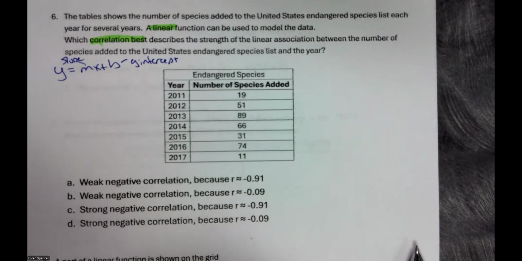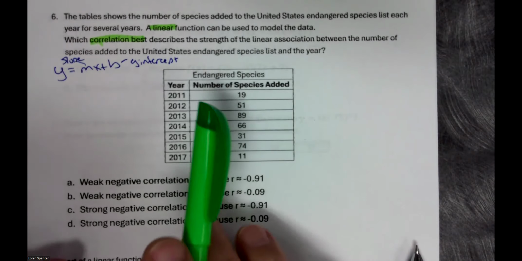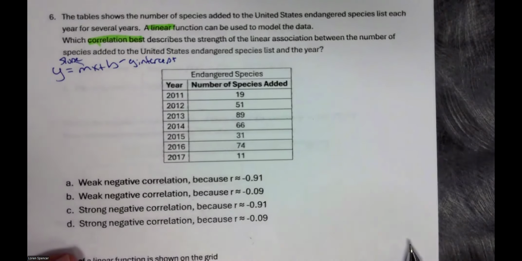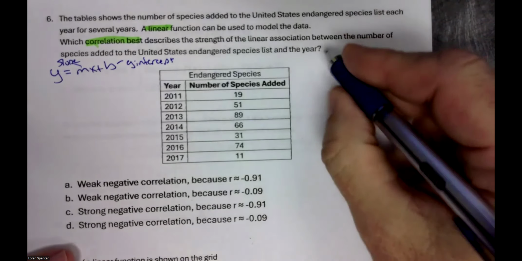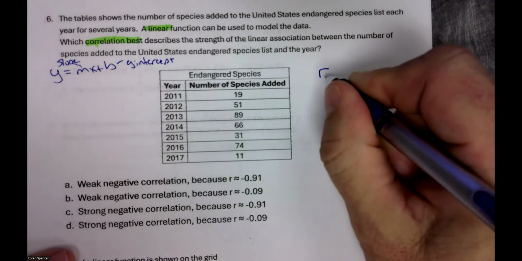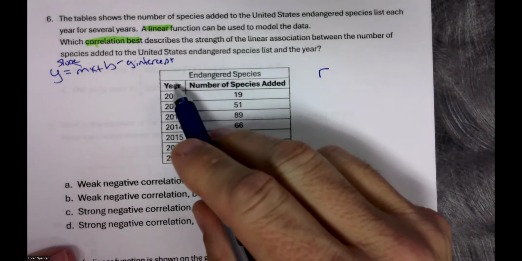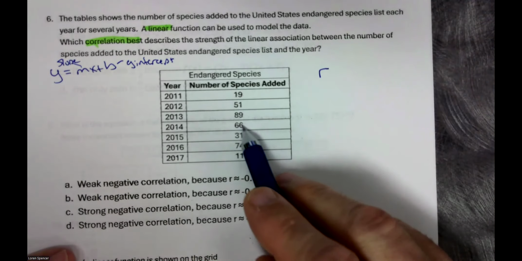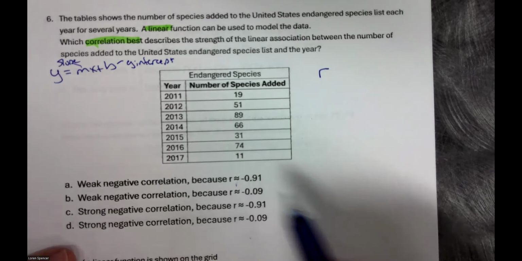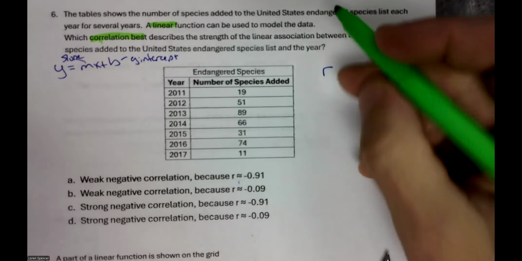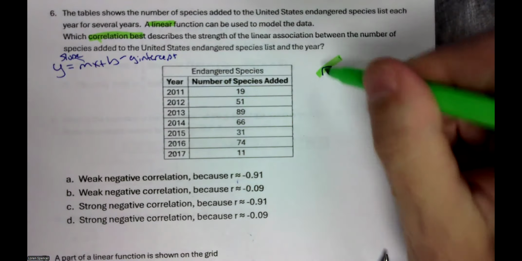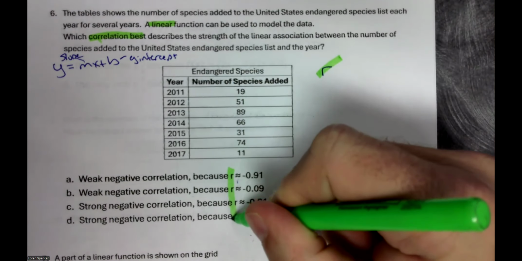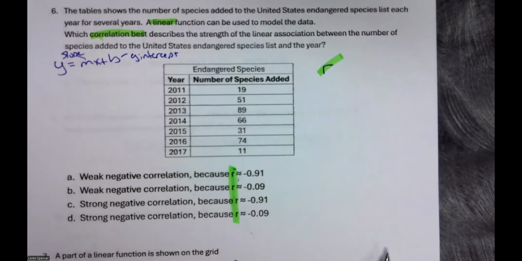So let's look at these. First off, we need to find out if it's positive or negative. But when they're asking for the correlation, they're asking for the R. Okay? Well, what I'm going to do is go to Desmos and input this data, and we're going to get an R. And this is the value. This is the R. Correlation tells me R, which tells me I need to be looking at those. Okay? So here we go.